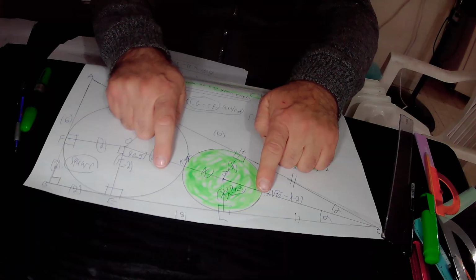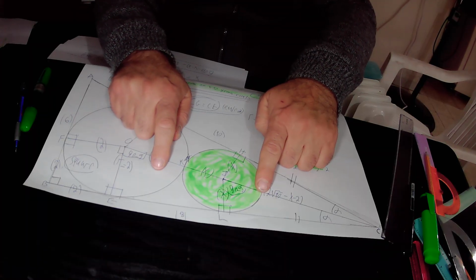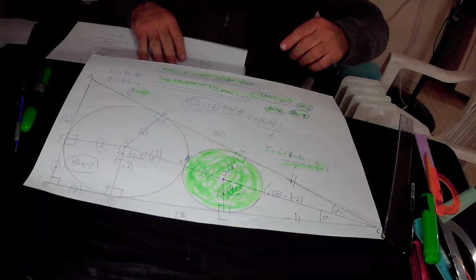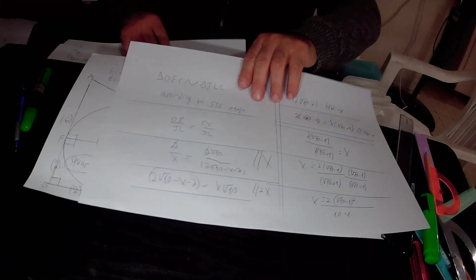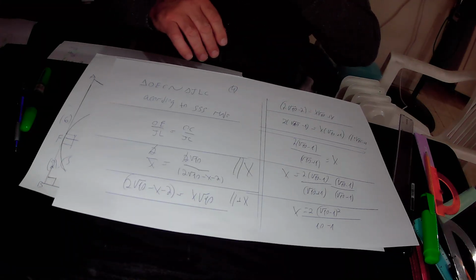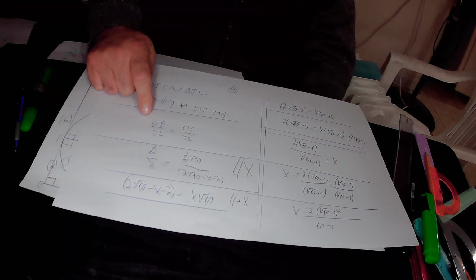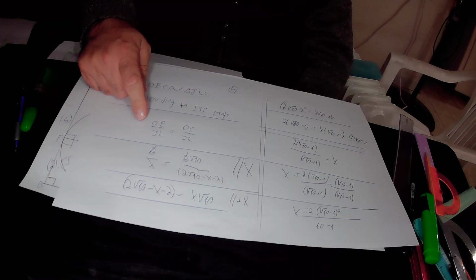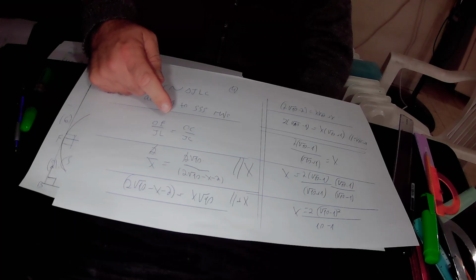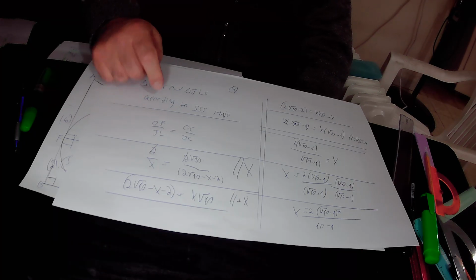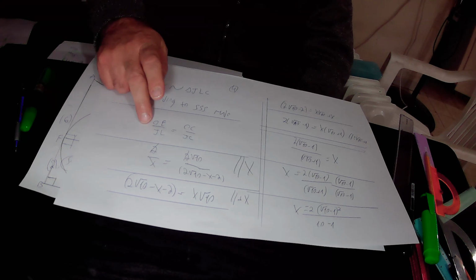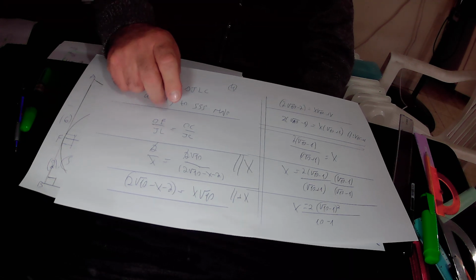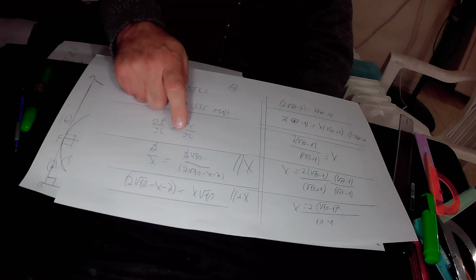Again, from the fact that those two triangles are similar to each other, we derive that the following relationship exists between their sides. We derive that side OE of the big triangle OEC over side JL of the small triangle JLC equals side OC of the big triangle OEC over side JC of the small triangle JLC. OE equals 2, JL equals x, OC equals 2 times root of 10, and JC equals 2 times root of 10 minus x minus 2.